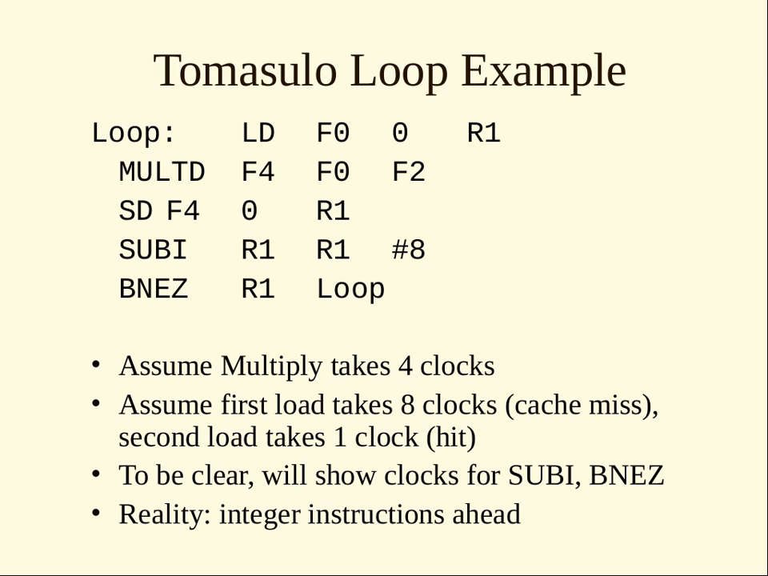So let's look at a loop. There are a lot of loops inside of your code. Hopefully you'll notice that by writing it. Let's just assume, just to put up some numbers, multiply takes 4. First load takes 8. A second load will always take 1 clock cycle. This is for caches.